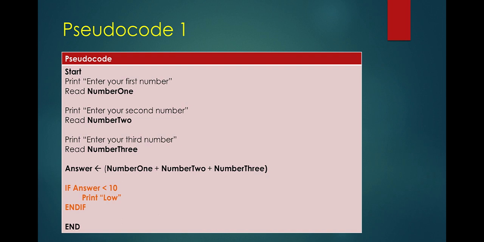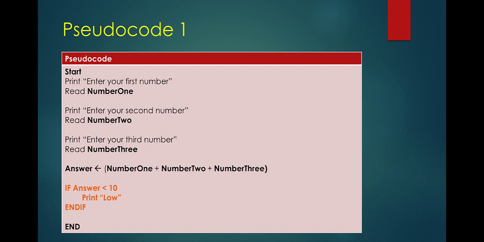And then we reach where it says answer, and the answer is supplied after adding num1, num2, and num3. Then we reach a selection structure. At that point, we check if the value of answer is less than 10, and then we print low. So just look at that pseudocode closely. We use that keyword if, because we're writing a selection structure. And remember, at the end of it, we write end if. It means that we end the if statement. So that's something that you need to remember.